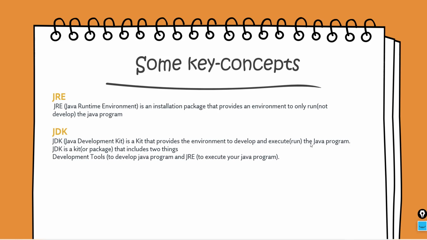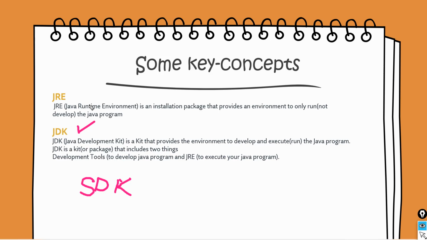JDK is a development kit. In our software terminology, we refer to it as SDK. SDK stands for Software Development Kit. Similarly, the SDK of Java is JDK. JDK is a development kit that provides an environment to develop a software program. So to develop a Java program, we need JDK.